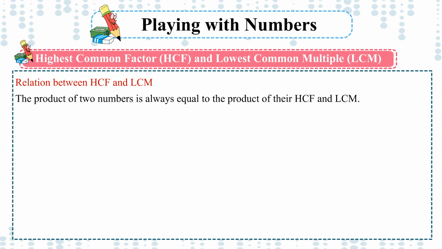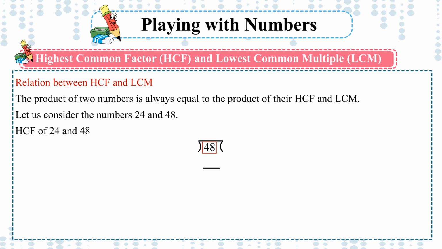Relation between HCF and LCM. The product of two numbers is always equal to the product of their HCF and LCM. Let us consider the numbers 24 and 48. HCF of 24 and 48: 48 divided by 24, 24 multiplied by 2 is 48. So, we get the remainder 0. HCF of 24 and 48 is equal to 24.